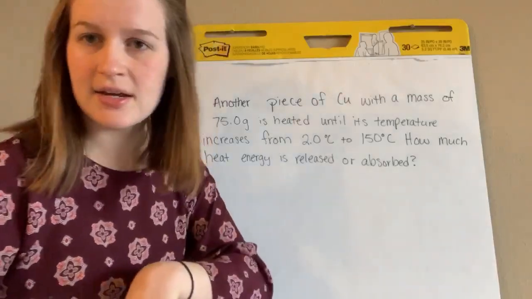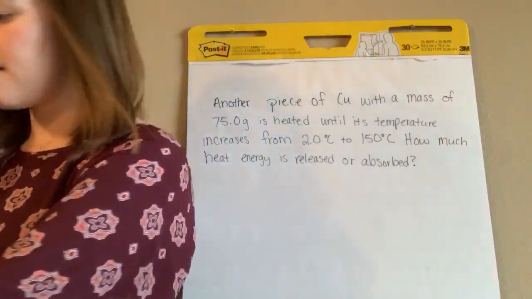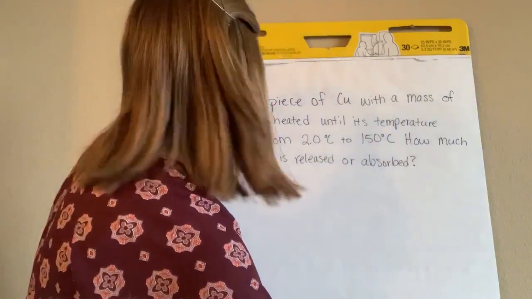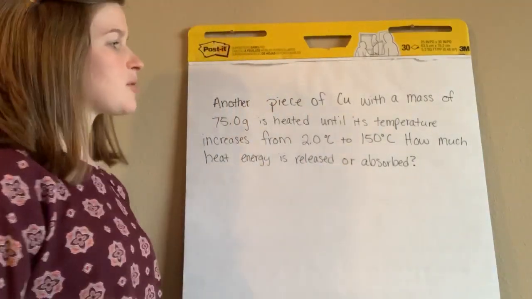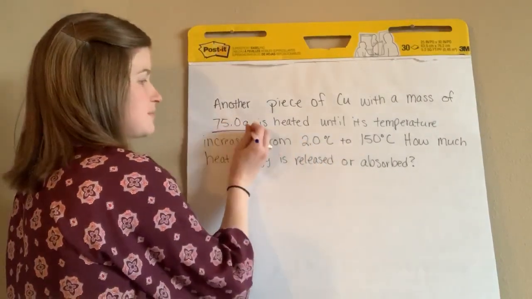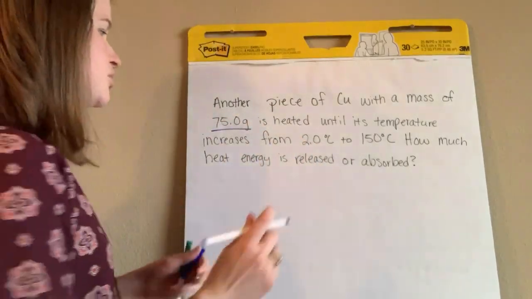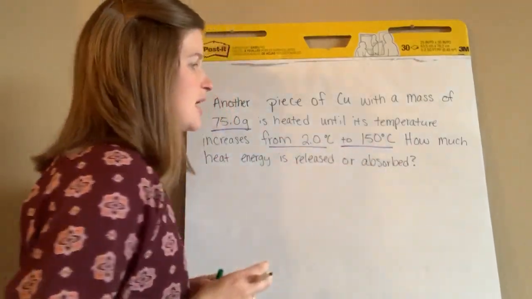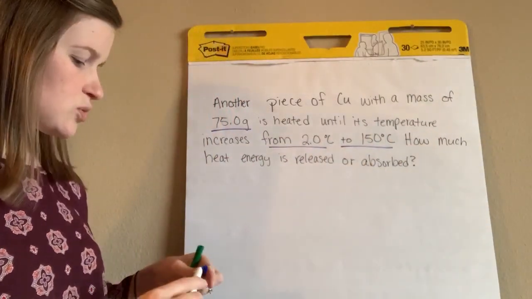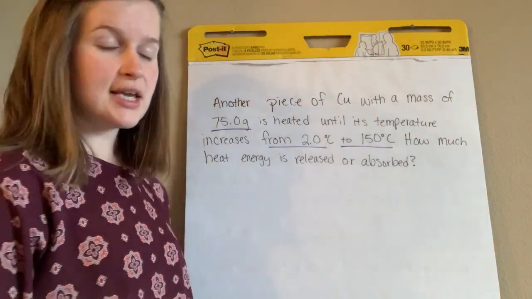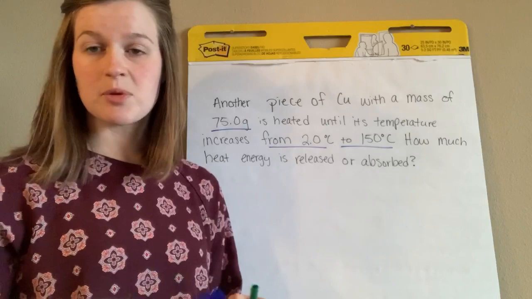is right here. The problem says, using the same copper, so we have another piece of copper with a mass of 75 grams that is heated until its temperature increases from 2 degrees to 150. How much heat energy is released or absorbed? So now we're solving for Q, we're solving for energy. We know the specific heat, it's from the previous problem.